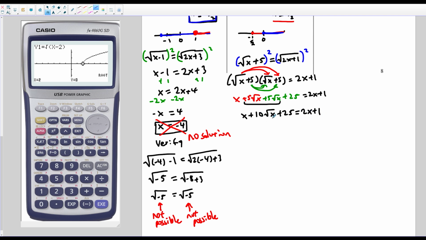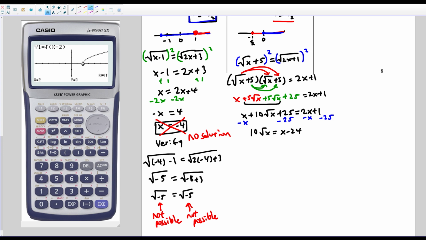Since we still have a radical in our equation here, we're going to once again try to isolate it by moving everything else from the left-hand side over to the right-hand side. So I'm going to subtract x, and I'm also going to subtract 25 from both sides. This leaves me with 10 square root x on the left-hand side. 2x minus x gives me x, and 1 minus 25 gives me minus 24. Now we end up with 10 square root x is equal to x minus 24.